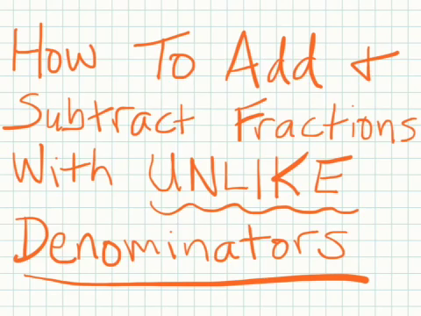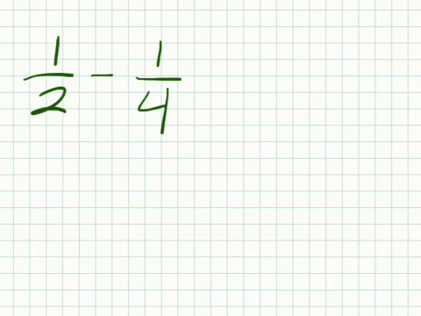Today's lesson is about how to add and subtract fractions with unlike denominators, meaning two fractions where their bottom numbers, or their denominators, are not the same. Let's start with a problem that you can probably figure out in your head. 1/2 minus 1/4. The reason this is perfect for what we are talking about today is because 2 is different than 4. So your denominators, those bottom numbers in the fraction, are not alike. They are unlike. They are not the same.